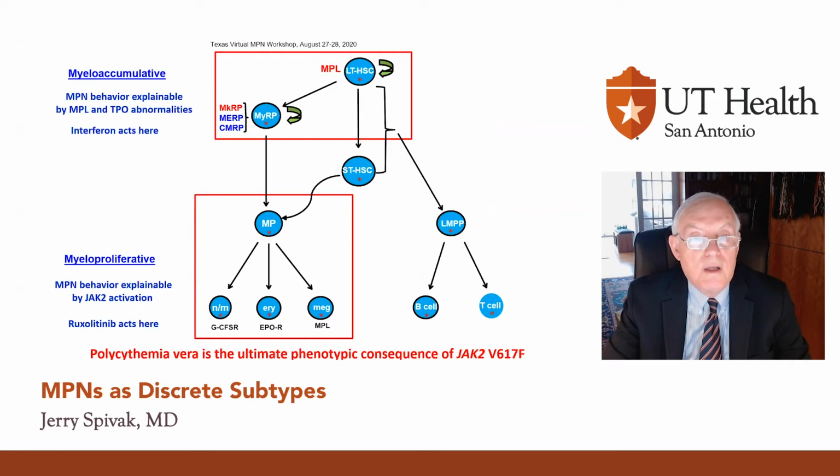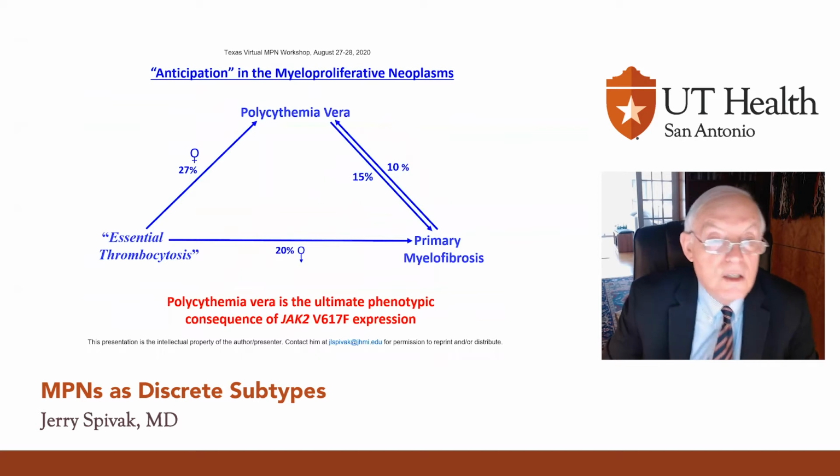Here's your stem cell. Classically, this was the pathway that everyone thought occurred, but actually stem cells can make megakaryocytic stem cells, so you only get JAK2 V617F in your platelets, or you can get it in megakaryocyte erythroid progenitor cells or in all three cell lines. So PV and ET is the ultimate consequence of this mutation. In this phase, things are myeloaccumulated, stem cells expand very slowly. Interferon acts here. Here's the myeloproliferative stage, is where ruxolitinib acts, and here we can explain things on JAK2 V617F. And of course, there's anticipation of the myeloproliferative neoplasm.